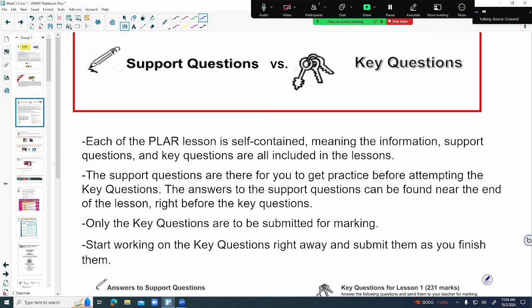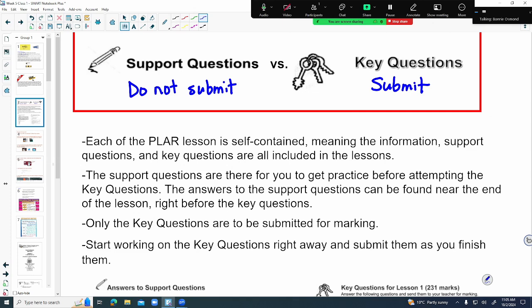Again, just a reminder that in your lessons there are two types of questions. There are support questions and there are key questions. Remember that the support questions you do not submit. They are practice for you to do before you do the key questions. The key questions are the questions that you submit to me for marking. Okay. The support questions are scattered throughout the lesson. So you read a section, there's a support question. You read another section, there's another support question.